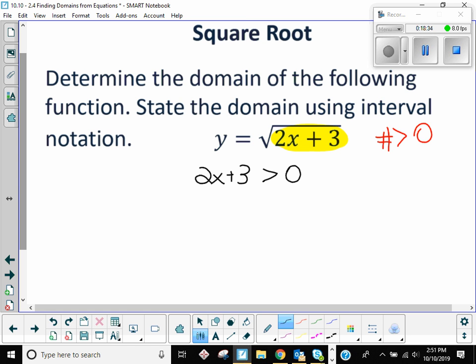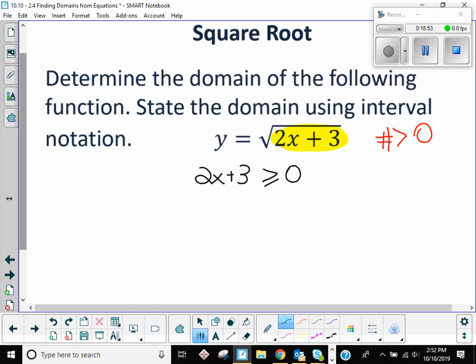But to take a square root, it's not enough to just say it's only positive numbers. It can also actually be 0 as well, because the square root of 0 is 0. So I don't know what the value is under the radical. I know it's 2x plus 3.